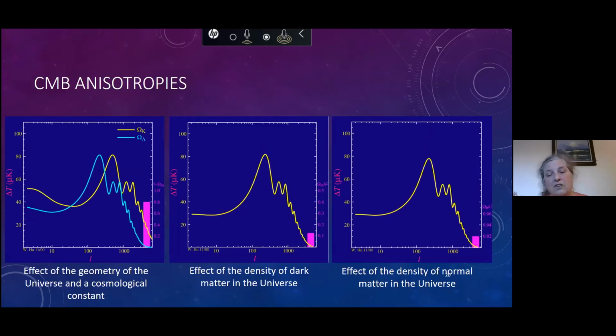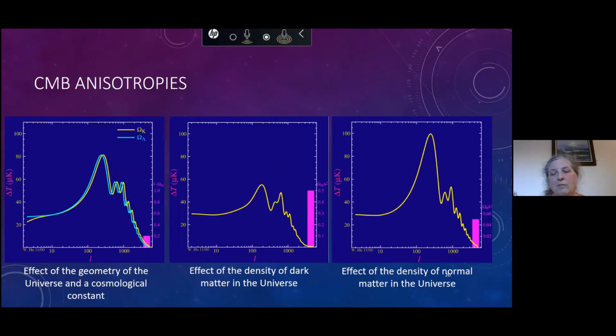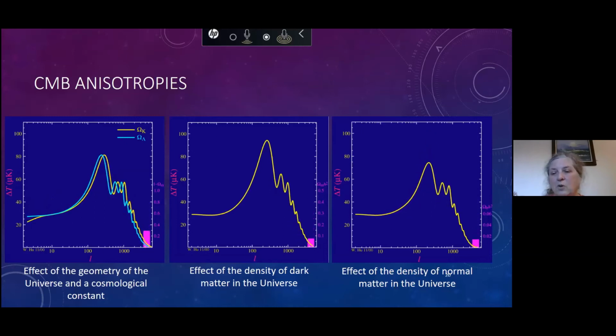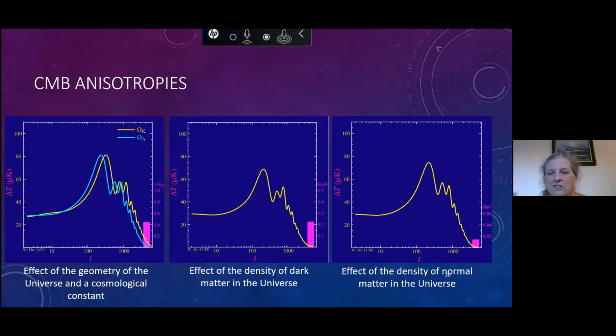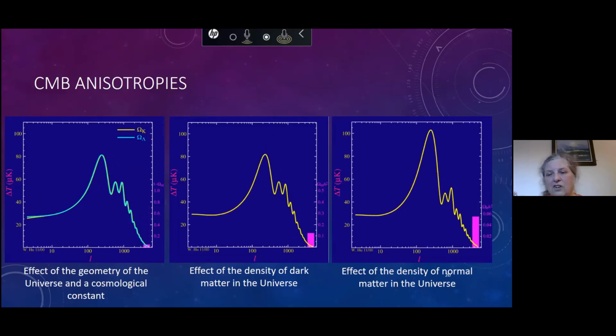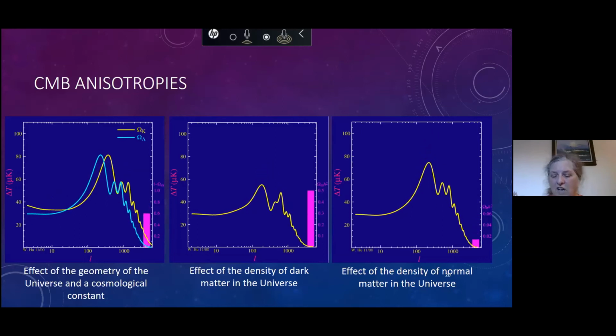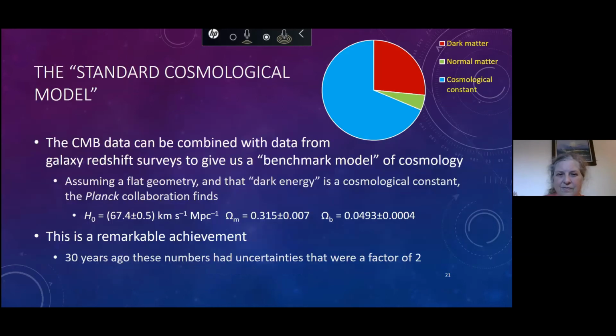We don't actually fit them all separately. What the people who work on this do is have an enormous and very complicated computer program that tries to fit all the parameters together. And what they come out with is an awful lot of values of cosmological parameters, and you can combine this with other data to give us what we tend to call the benchmark model of cosmology.